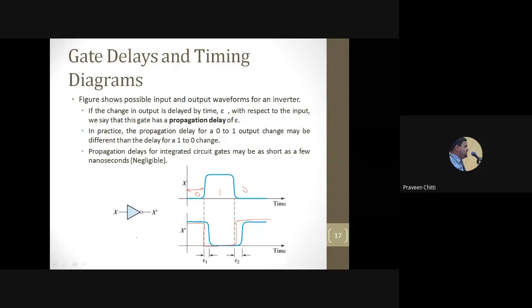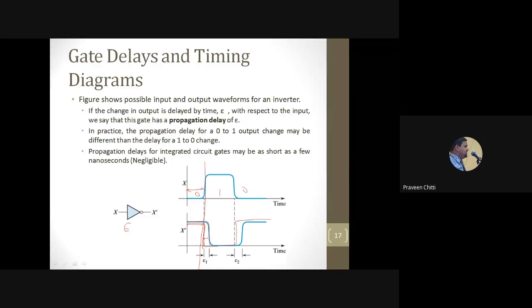But here, the gate which we have assumed has a propagation delay of epsilon. So the outputs will be delayed by epsilon. Consider this as the time interval now. At this interval, input is changing from 0 to 1. Output also should change from 1 to 0 instantaneously. But the output will not change from 1 to 0 instantaneously. It remains 1 for a certain time and then it becomes 0.